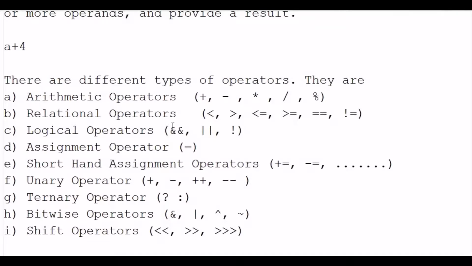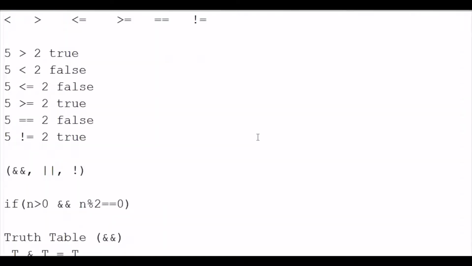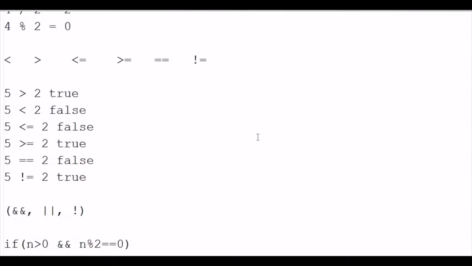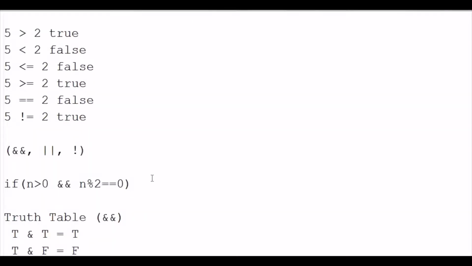Then comes the logical operators. Under logical operators, we have and, or, not. This is called logical and, logical or, and not. These three come under logical operators. Let's see how these logical operators work. Normally, and or are used whenever there is a need to combine two conditions. When we have to check for more than one condition, we go for either and or based on the situation. Now let's take for example, we have to check for a number whether it is positive as well as it is even or not.